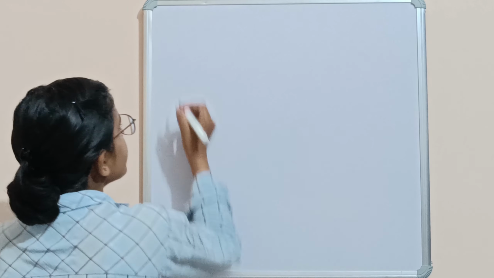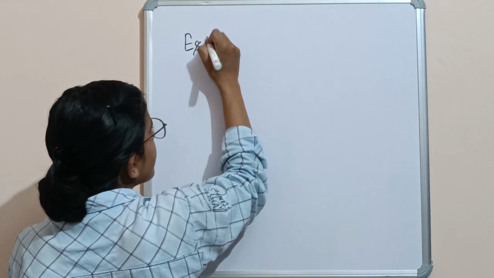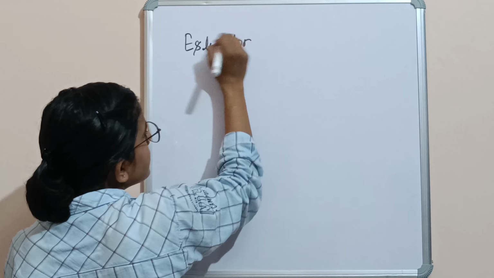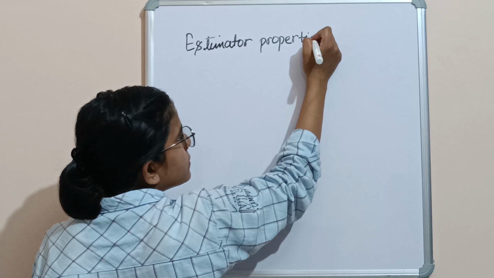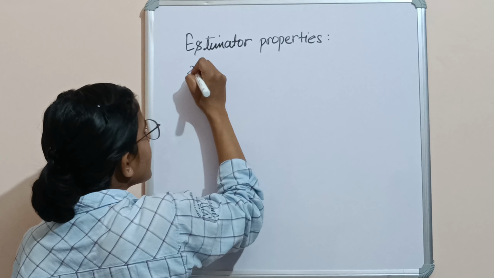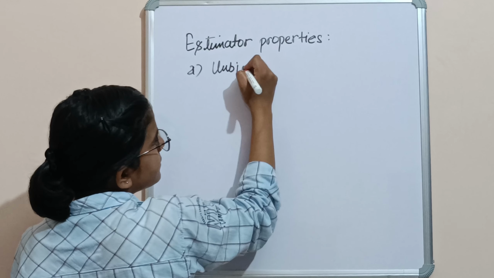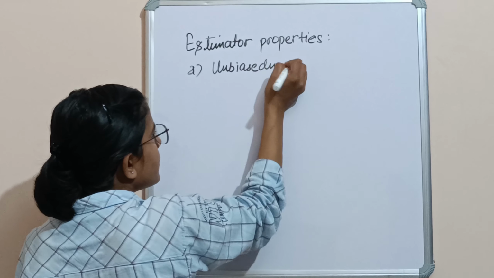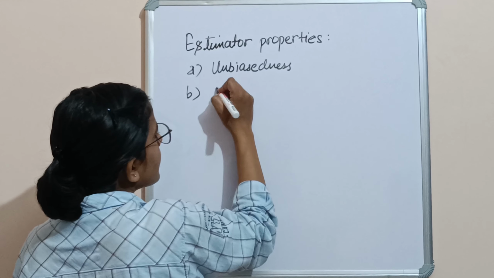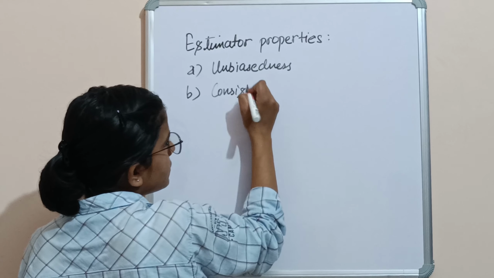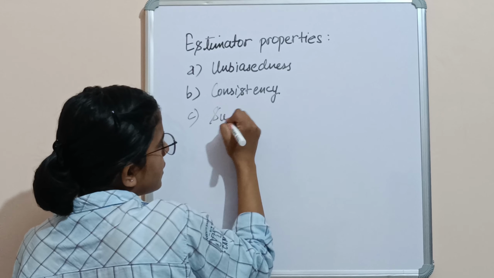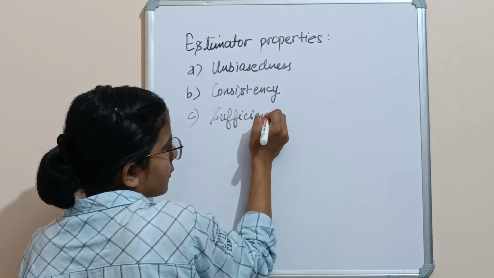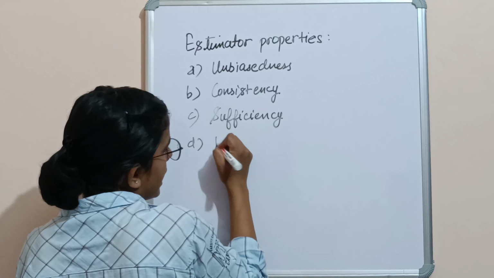Now, estimators have certain properties. First is unbiasedness. Second is consistency. Third is sufficiency. And fourth is efficiency.